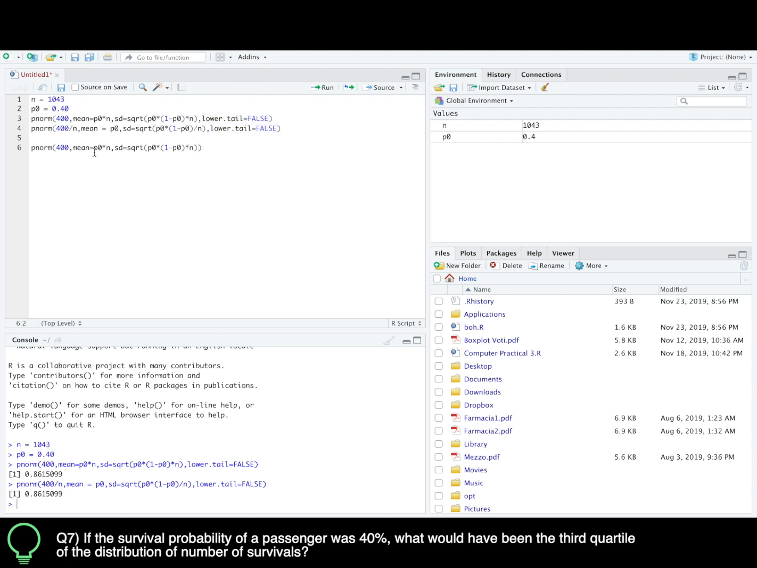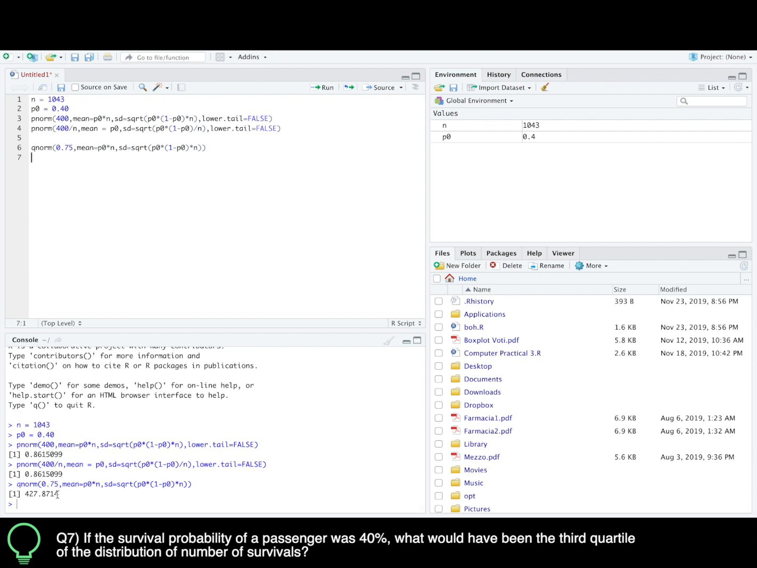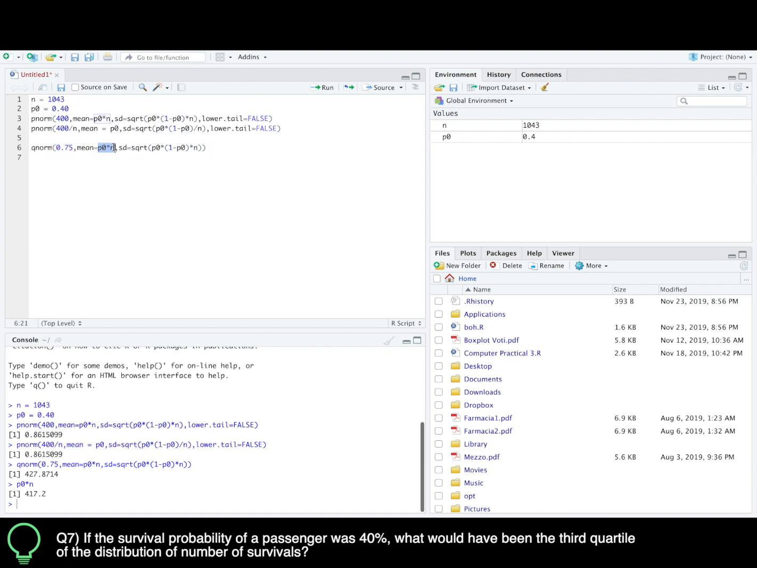Well, to compute the quantile instead of the probability, I will use the function qnorm, and I want the third quartile, so this corresponds to the 75th percentile, and the answer is 427.8714. Let's do this example in Radiant as well. So we need the mean of the distribution we want the quantile of. So for example, in this case it is 417.2.